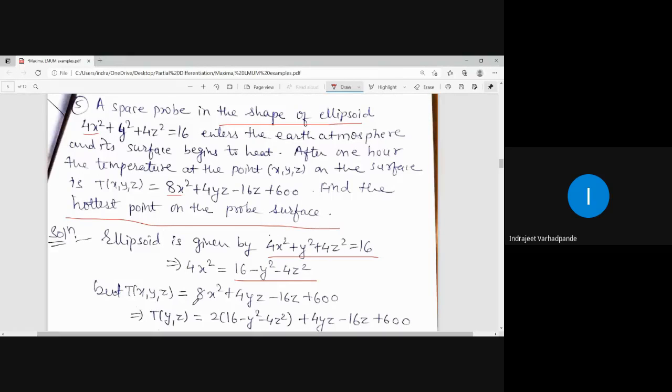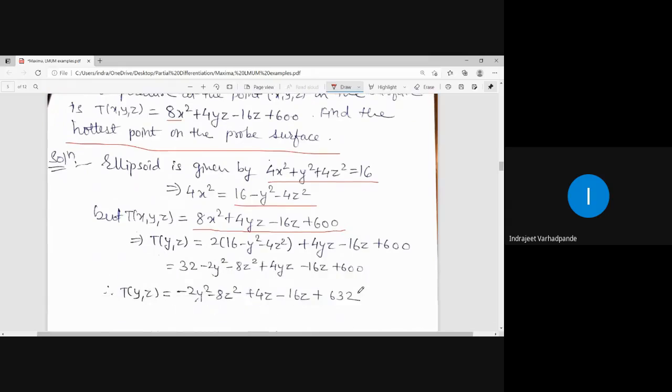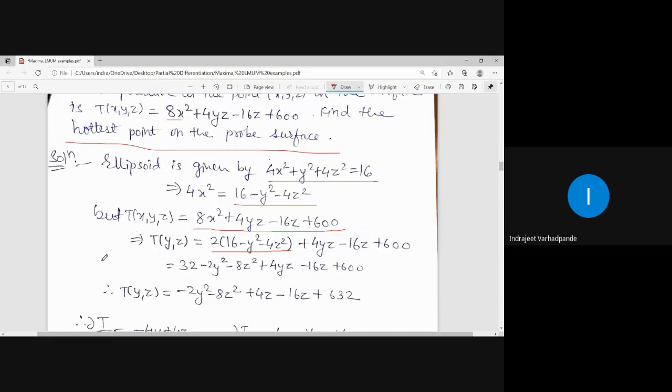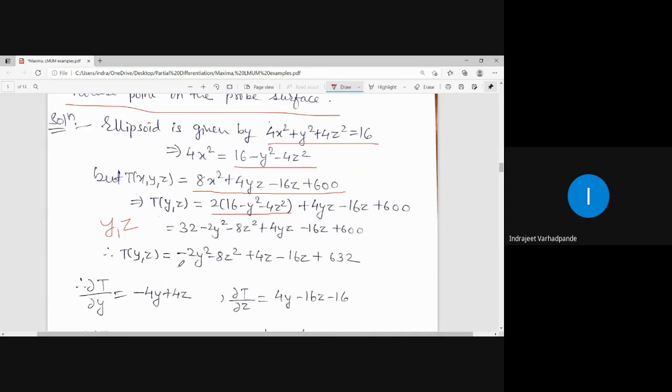But temperature function T of xyz is 8x square plus 4yz minus 16z plus 600. So 4 2s are 8, so 2 times will be this. Now it is converted to how many variables? 2 variables, y as well as z. Clear? So total becomes minus 2y square minus 8z square plus 4yz minus 16z plus 632.